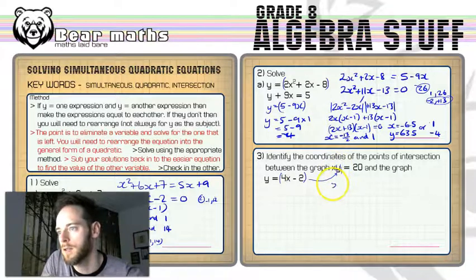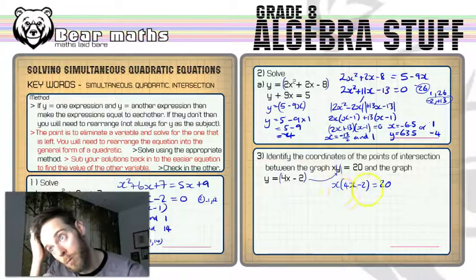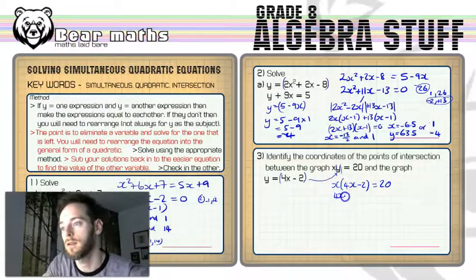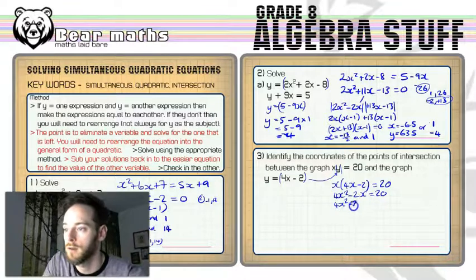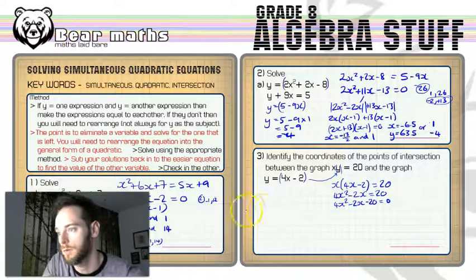All right, now that's going to give me x, and then this is 4x minus 2, and all of that equals 20. Multiply out your bracket, you're going to get 4x squared minus 2x equals 20, and then get this 20 on the other side. 4x squared minus 2x minus 20 equals 0. Okay, now I'm going to move over here so I've got a bit of space to do things.